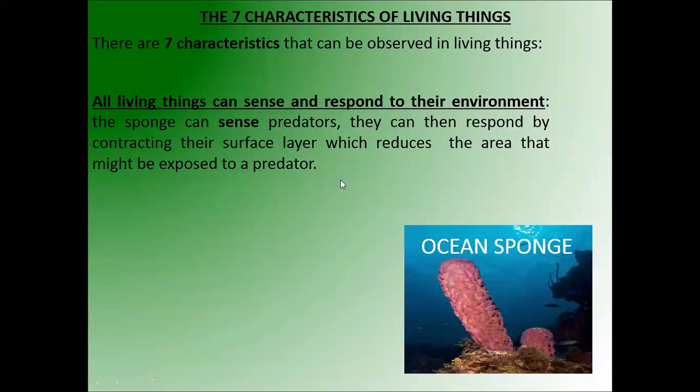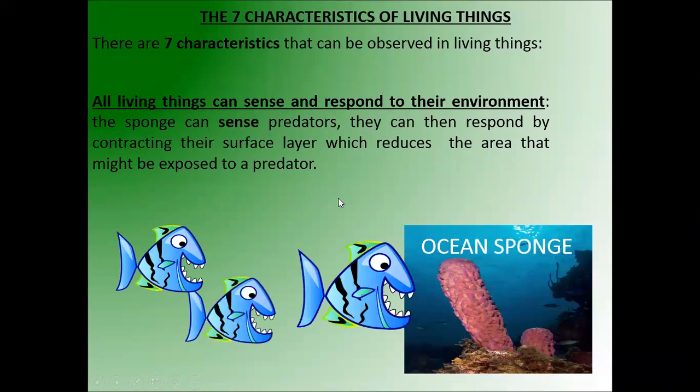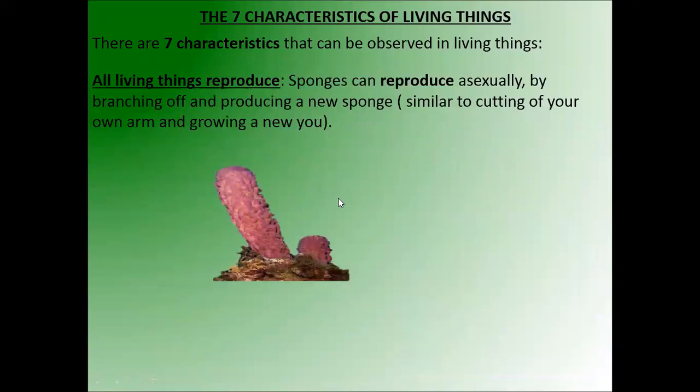Also, we should know that all living things can respond and sense the environment. The sponge can sense predators. They can then also respond by contracting the surface layer, which reduces the area that might be exposed to the predators. If the fish is about to eat it, they can contract themselves and make themselves smaller.